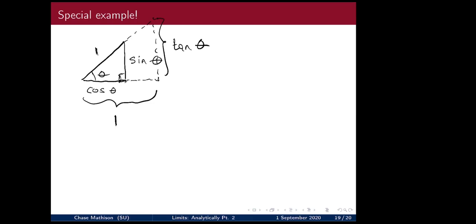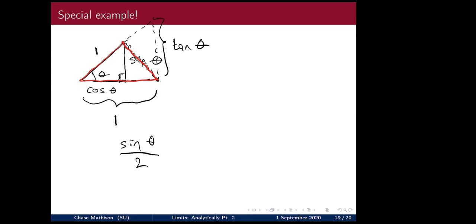One half base times height. Sorry, the triangle I actually want is, I'm going to draw it in red. What is the area of this triangle here? Well, the base has a length of 1, and the height is sine theta. So the area there is sine of theta times 1 divided by 2.